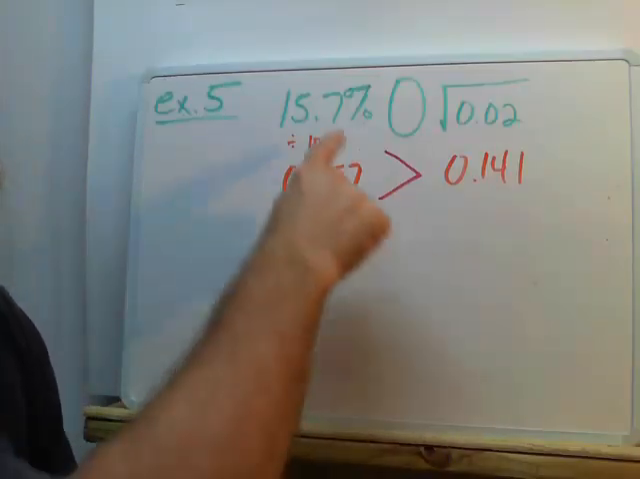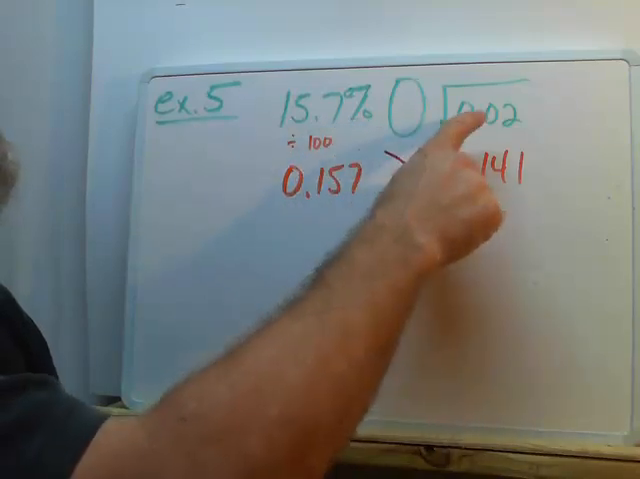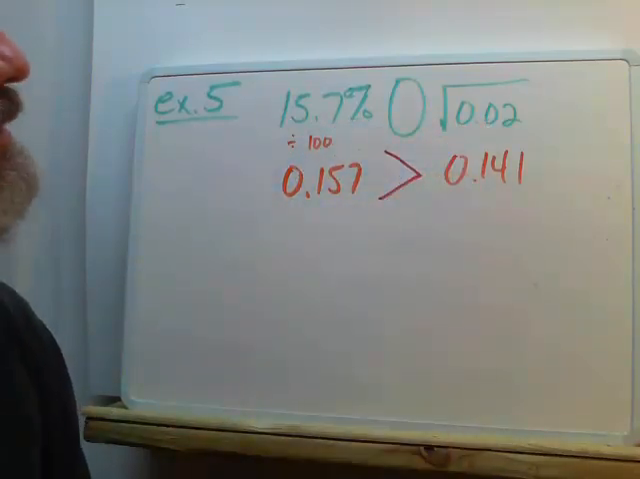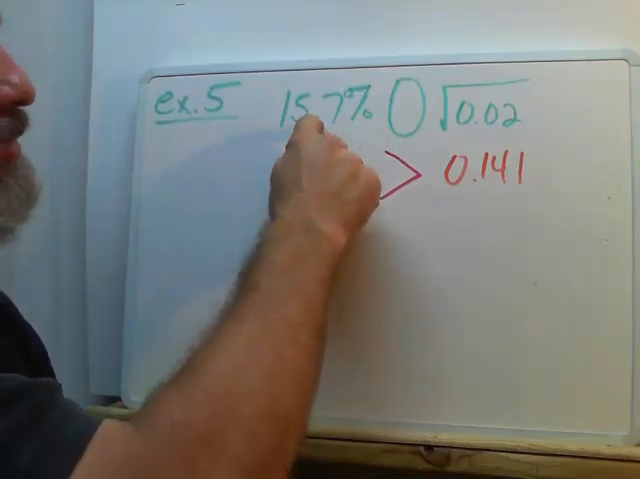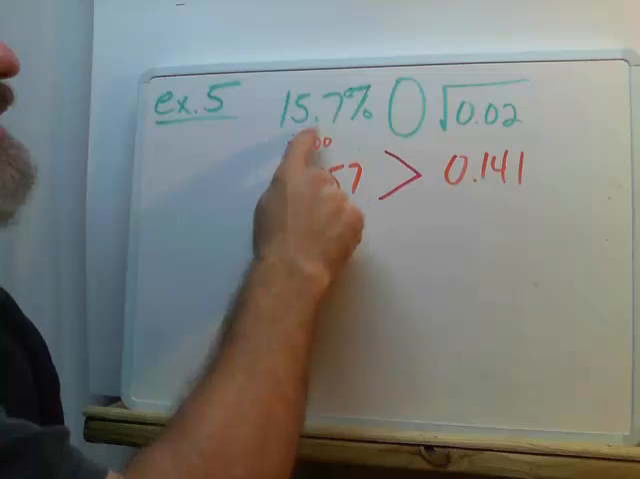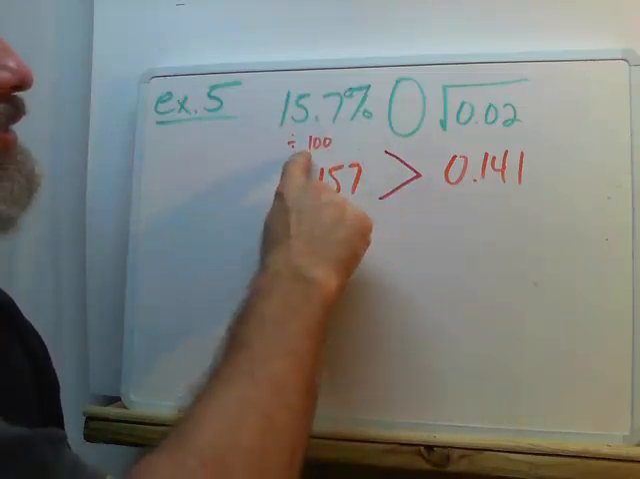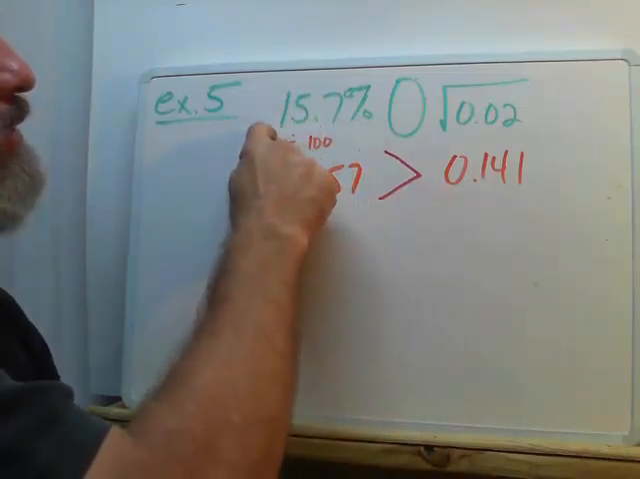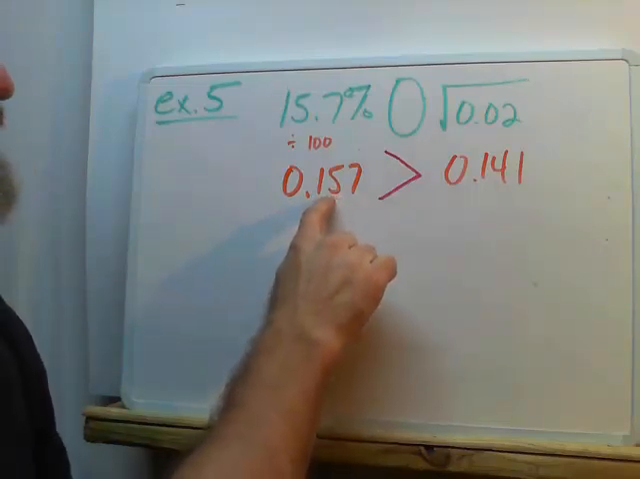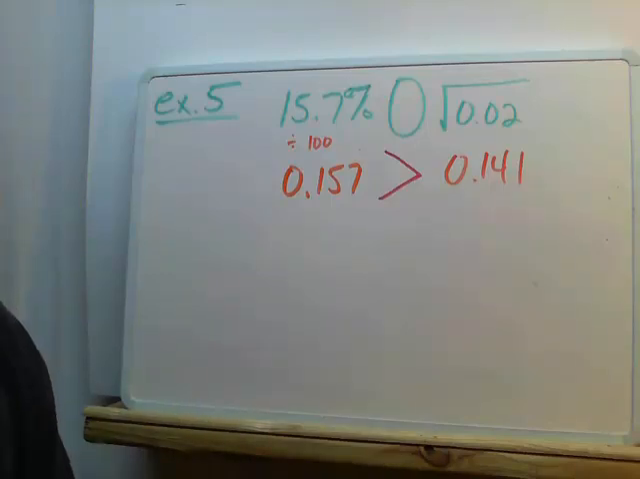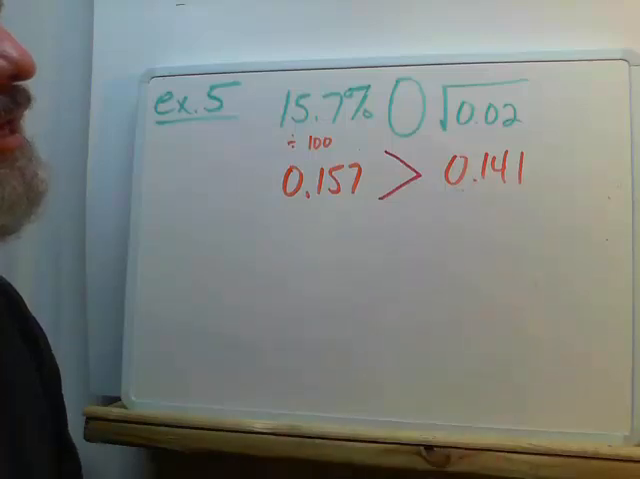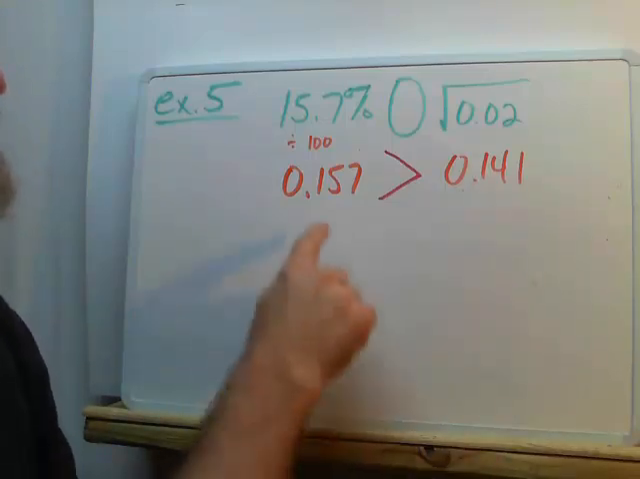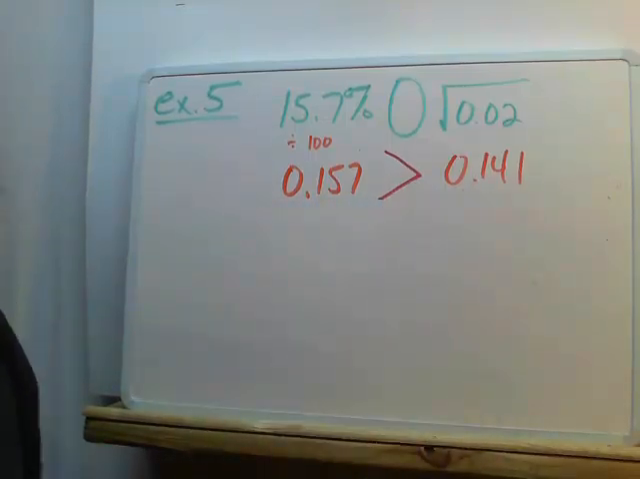Example 5. 15.7% and the square root of 2 1/100ths. Well, 15.7% you can divide by 100, or what many kids do is just move 2 places for the decimal point. So we have 0.157, so in other words 157 1,000ths, versus this in a calculator is 141 1,000ths. So clearly our answer is greater than.